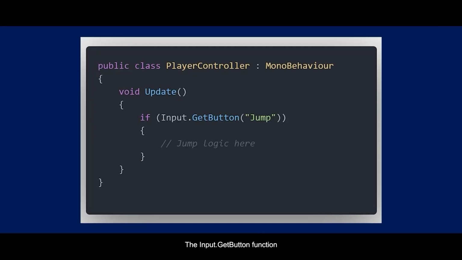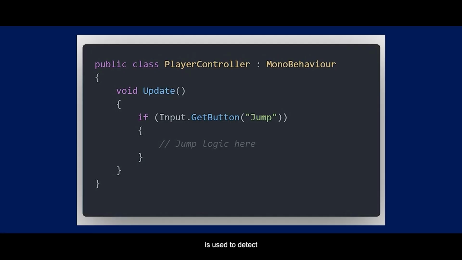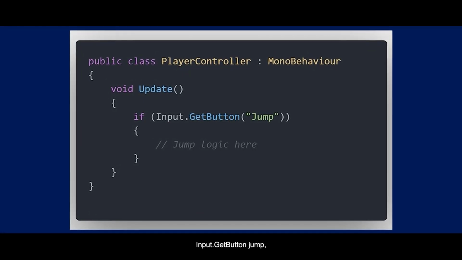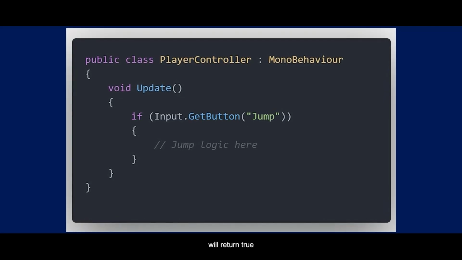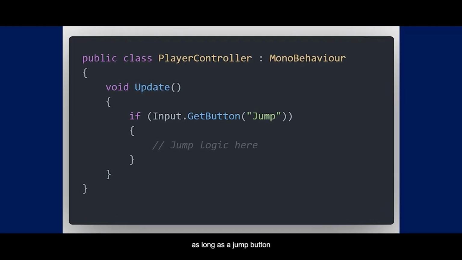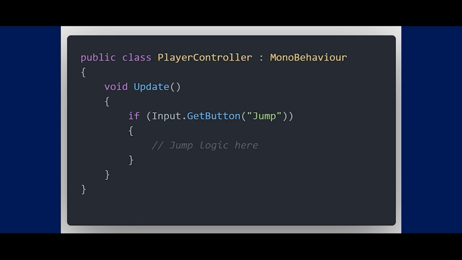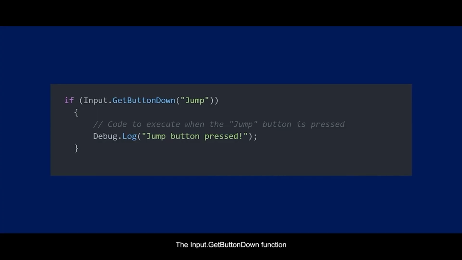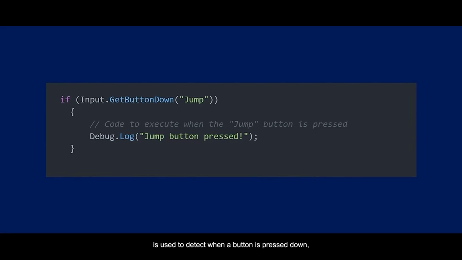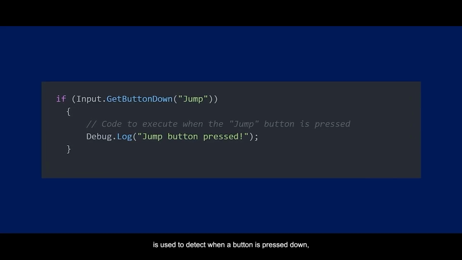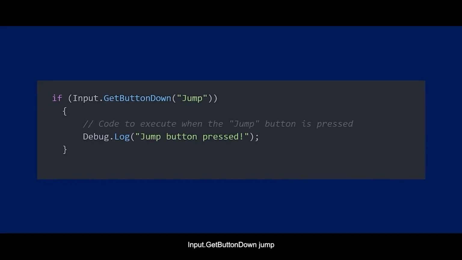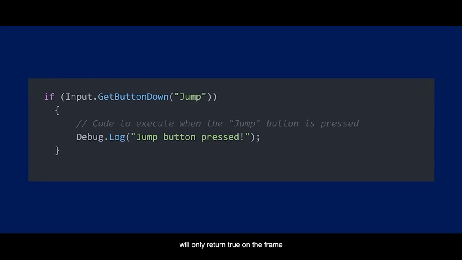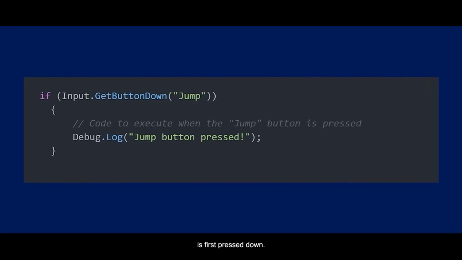The Input.GetButton function is used to detect when a button is being held down. For example, Input.GetButton Jump will return true as long as the jump button is being held down. The Input.GetButtonDown function is used to detect when a button is pressed down. For example, Input.GetButtonDown Jump will only return true on the frame when the jump button is first pressed down.